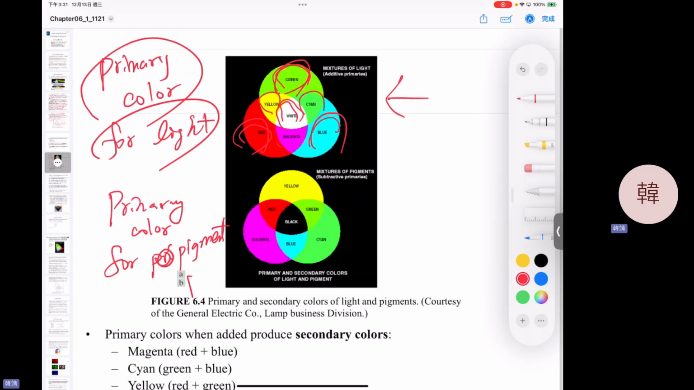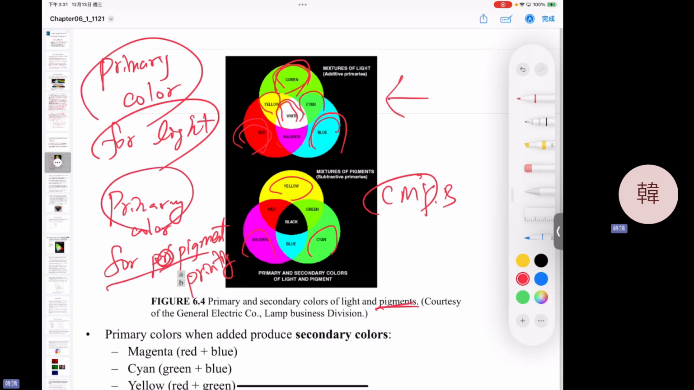You know, it's like printing. Use your printer. If this is the primary color system for printing, it's totally different, because the primary colors are not red, green, blue anymore. The primary colors will be yellow, cyan, and magenta. That's the reason why, for your printer, you have to buy a cartridge in this CMY color, and one more black color. So this is the primary color for pigment, for the printing system.